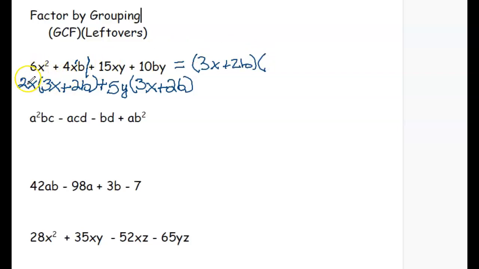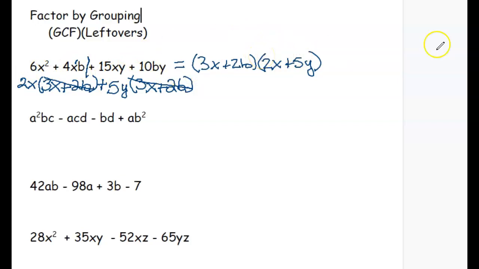And then the leftovers, 2x and 5y. And yay, it's factored. It wasn't too hard. It's not overly difficult. It's just kind of long. Another way that I show people how to do this, the 3x plus 2b, once I know that's what's in the parentheses, I can cross it out. And then I can see what my leftovers are, and they go into this parenthesis.